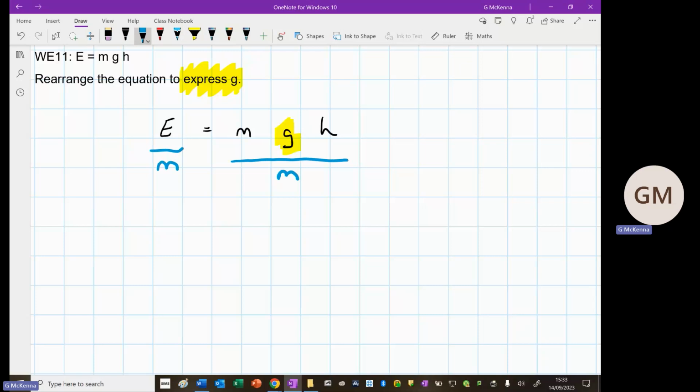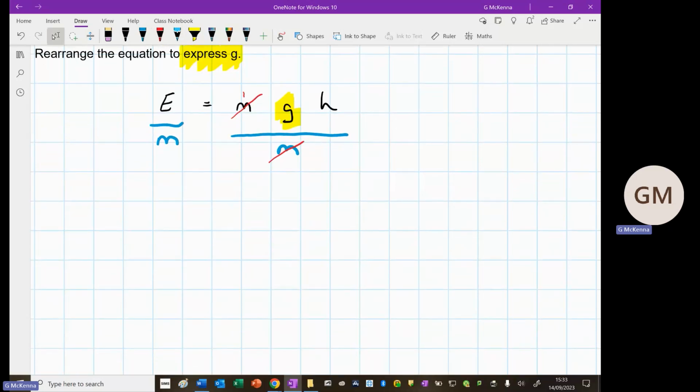m as well. Now again, any number divided by itself would cancel out to give us 1. So those two cancel out to 1. And then, of course, 1 times g is just g, and then gh. We'll see the right-hand side just becomes gh. So the left-hand side then becomes E divided by m is equal to, and then look, we've eliminated the mass, so the right-hand side just becomes gh.